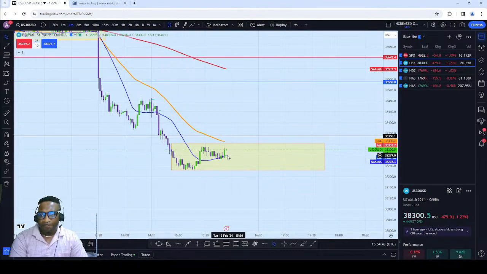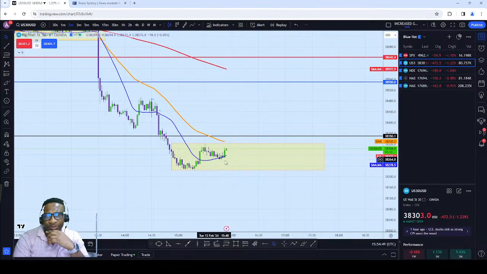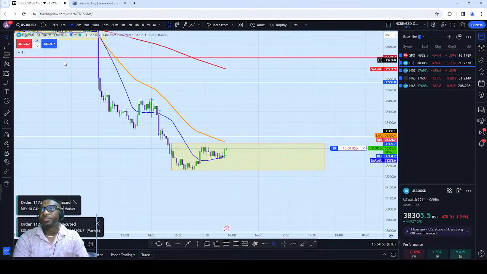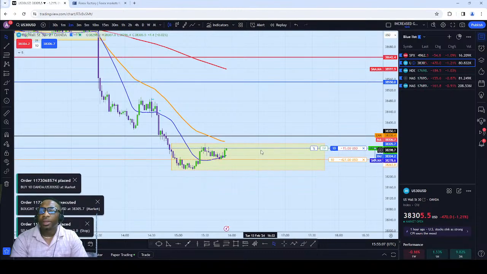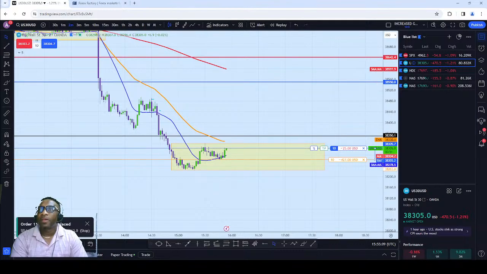So let's see if it will give me a bit of pullback. If not, I will just jump into it here. My stop loss will go below here. We'll wait and see what happens.